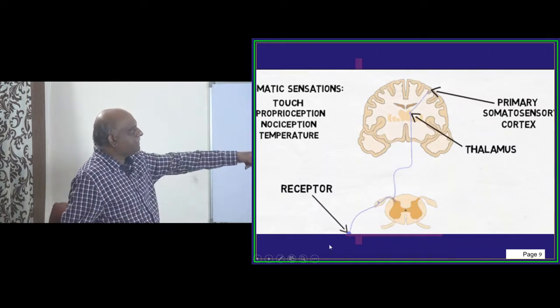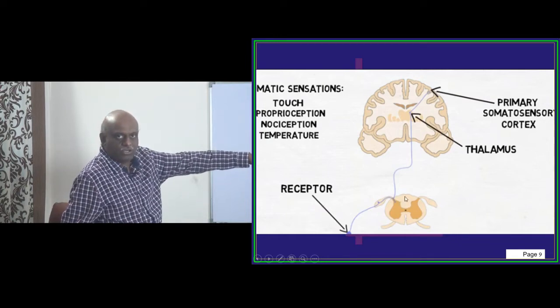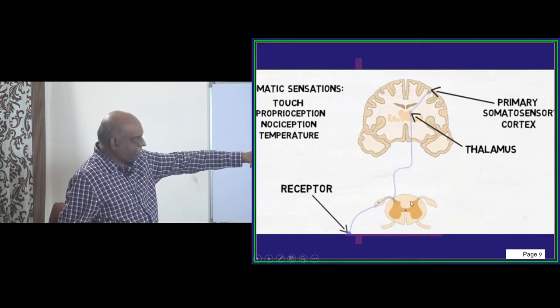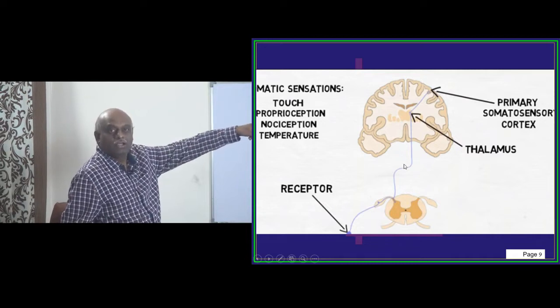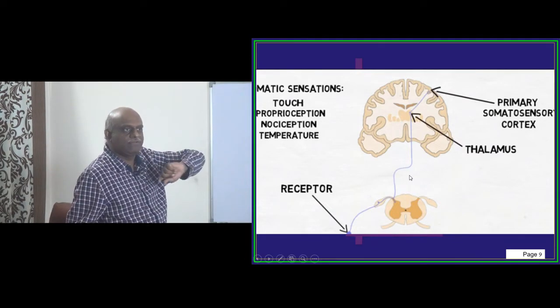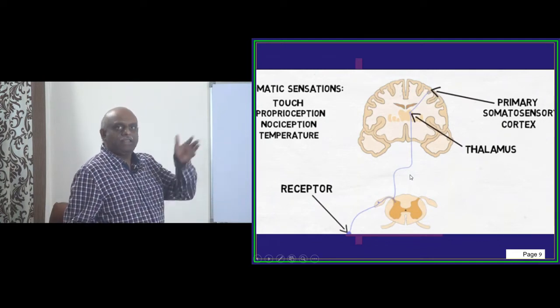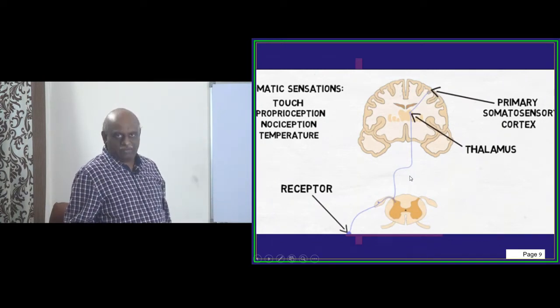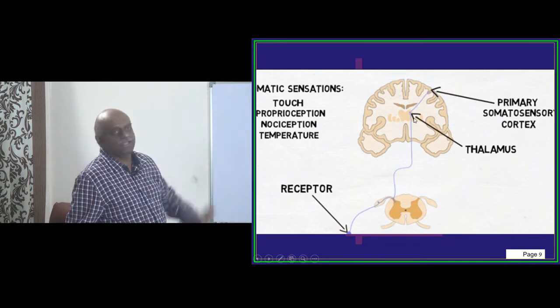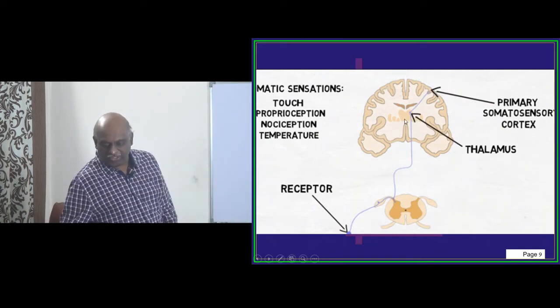Touch and proprioception reach the spinal cord through gracile. From the spinal cord up to the medulla, they reach as gracile and cuneate tracts. From there, they become the medial lemniscus and ultimately reach the thalamus. So this is what you need to remember.